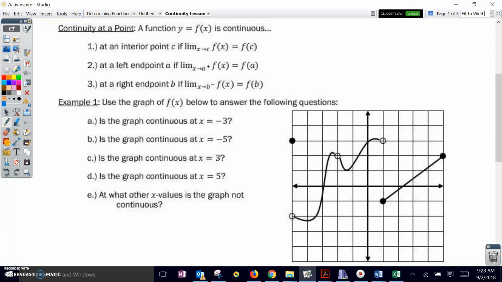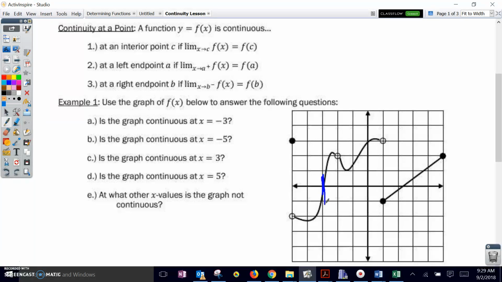Alright, in this lesson we look at continuity, and there's a definition of continuity at a point towards the beginning of this lesson, at interior points and at endpoints. We're going to first start with example 1 here, looking at if the graph is continuous at these various points. So first, is the graph continuous at x equals 3?